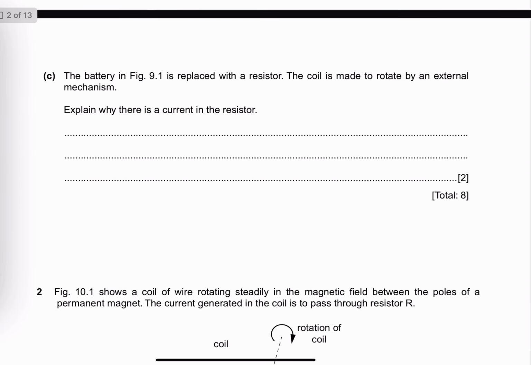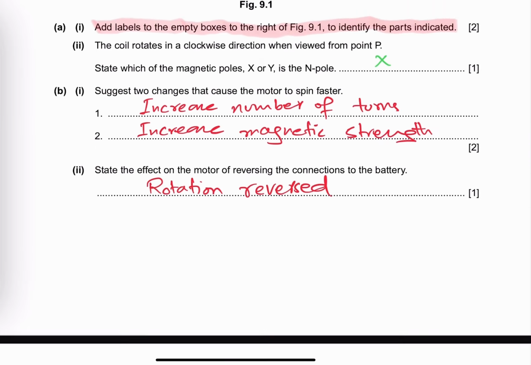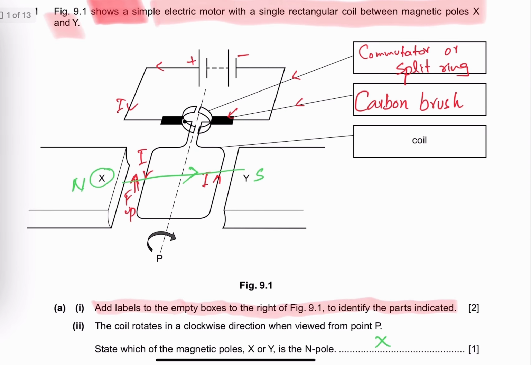The battery in figure 9.1 is replaced with a resistor. The coil is made to rotate by an external mechanism. Explain why there is a current in the resistor. Okay, now if we see the figure, what they are telling you, they are replacing this battery with a resistor, and they are rotating by some external means. So it will become a generator in that case.